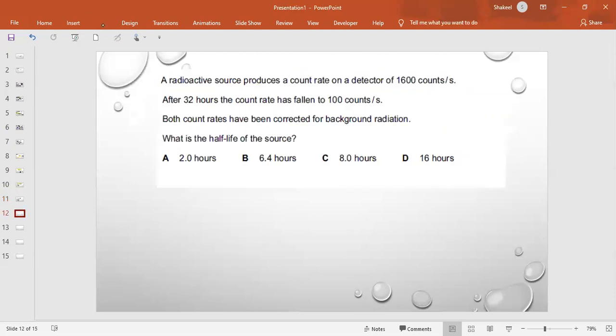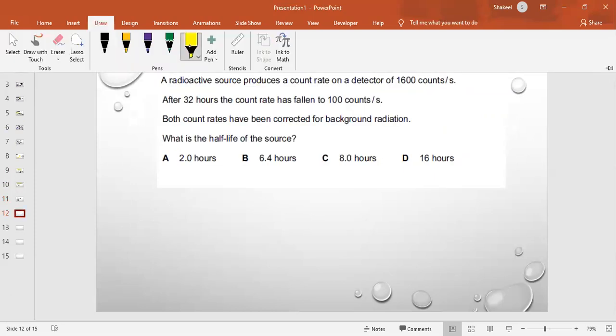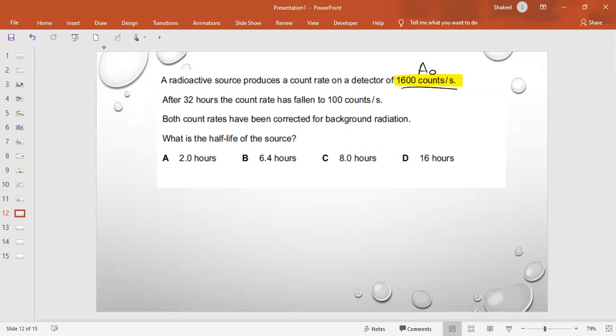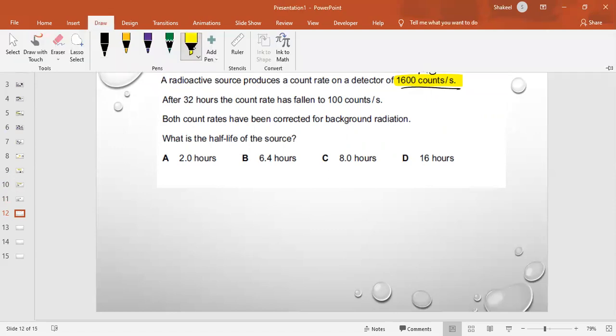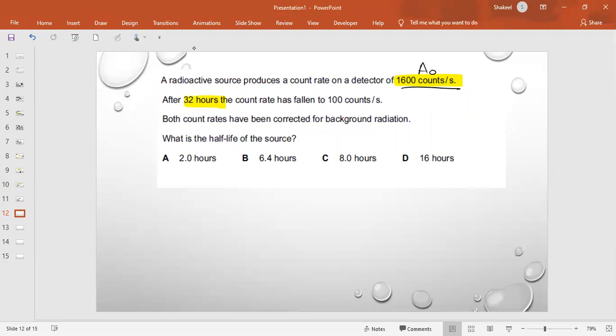Okay, next question. A radioactive source produces a count rate in a detector of 1600 counts per second. So the initial value is A naught. After 32 hours, the count rate has fallen to 100. So this is the final activity, and this is the time in which activity drops from 1600 to 100. Both counts have been corrected for background radiation. What is the half-life of the source?